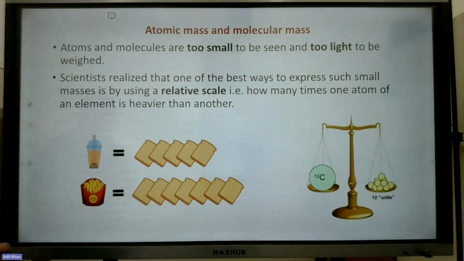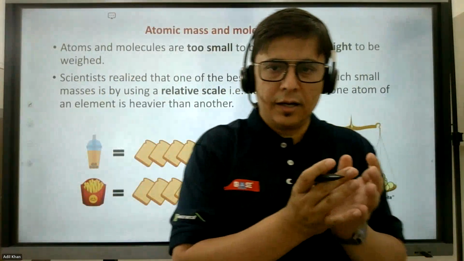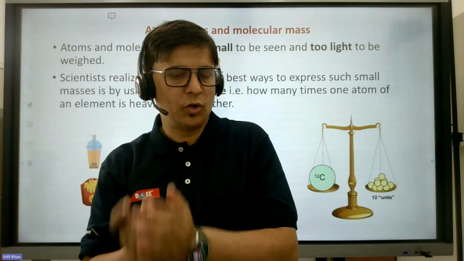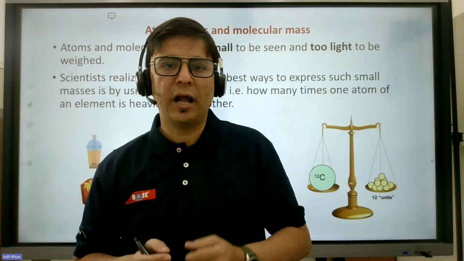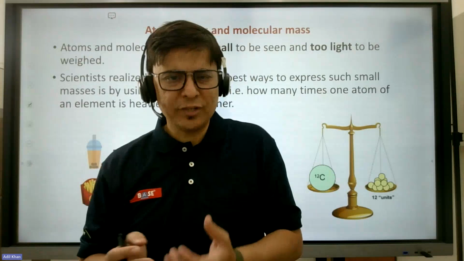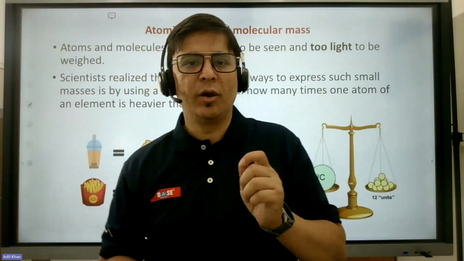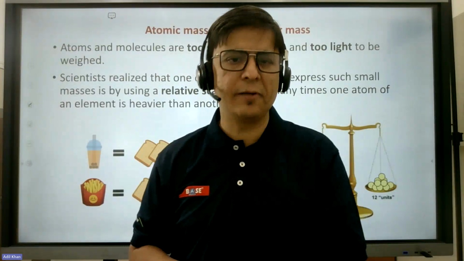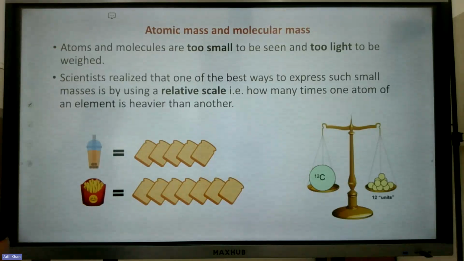Now, using the concept of chemical equation, when you write a chemical equation, atoms are involved, molecules are involved. Whenever atoms and molecules are involved and you are doing a reaction, you must know how many atoms and molecules you are using during the reaction. Now, let's go back and discuss a very important concept of atomic and molecular mass.